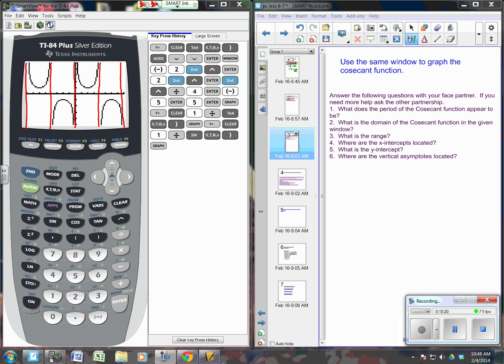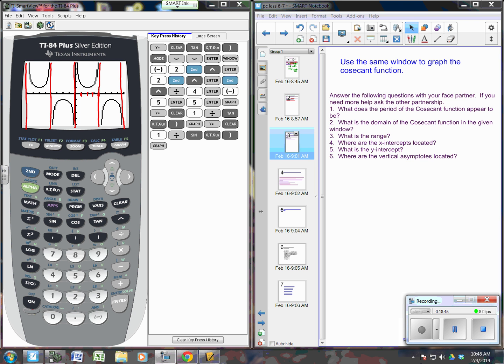Okay, so the graph is going to get closer and closer to it, never touch it, but they always occur at pi. Remember, this is pi fourths, pi halves, 3 pi fourths, pi. Each one of those tick marks represents pi fourths. So at every pi units, you have an asymptote. So the domain is all real numbers except for multiples of pi. Okay, question number 3. What is the range?